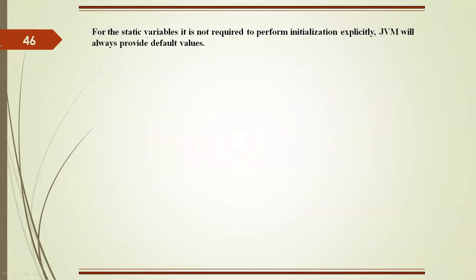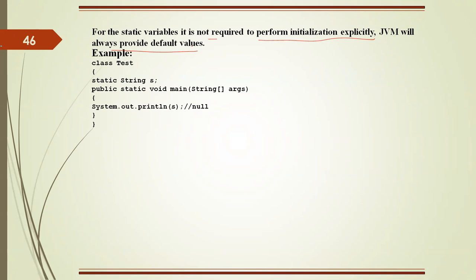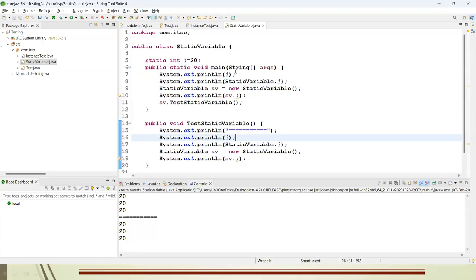Next point, let's see. For a static variable, it is not required to perform explicit initialization. The JVM will always provide a default value. A static variable also gets the default value. A string takes null. The default value of a string is null. Let me show you.